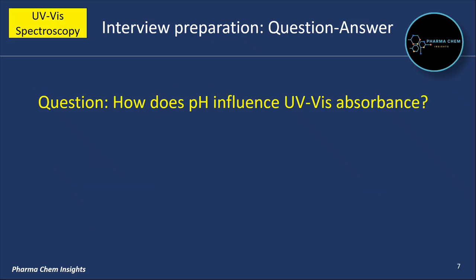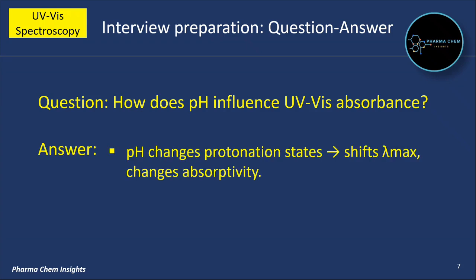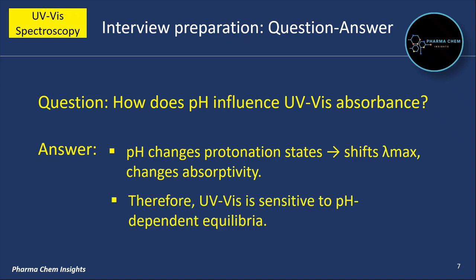Next question, how does pH influence UV visible absorbance? The answer is, pH changes protonation states, which shifts the lambda max and changes absorptivity. Therefore, UV visible is sensitive to pH dependent equilibria.